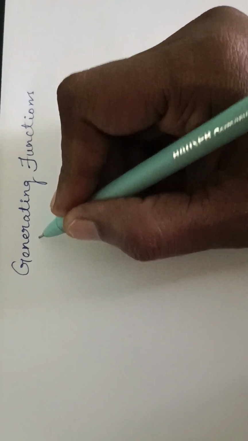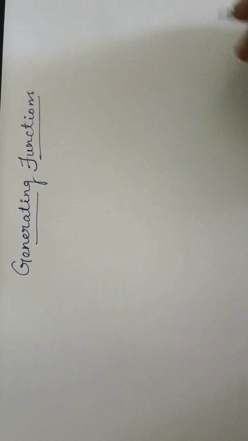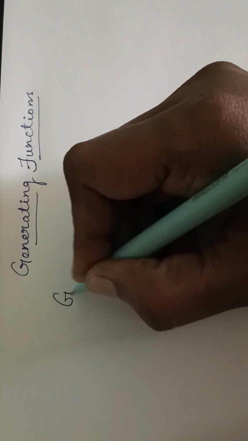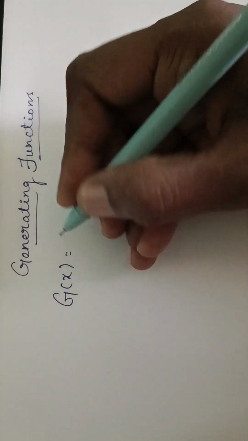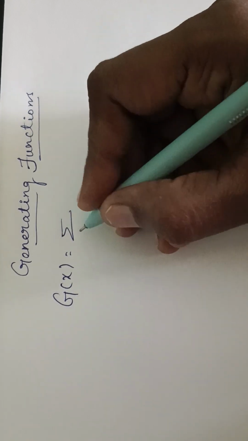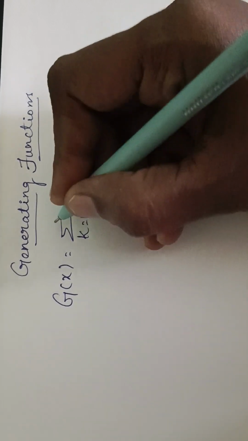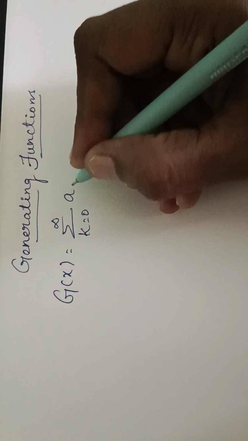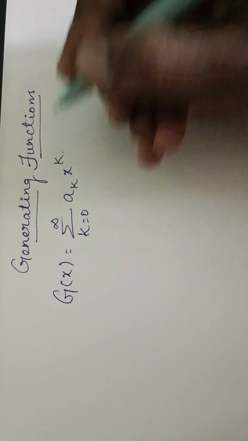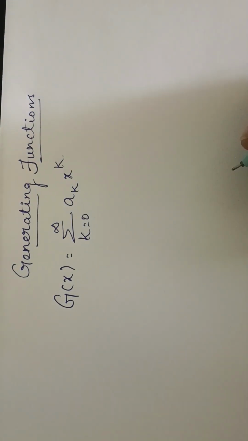Students, today we are going to see about the generating function. So the general term of the generating function is g of x is equal to summation k equal to 0 to infinity a k x power k. Okay, so this is the general term.